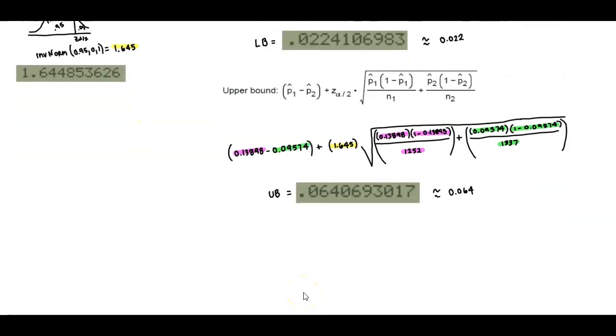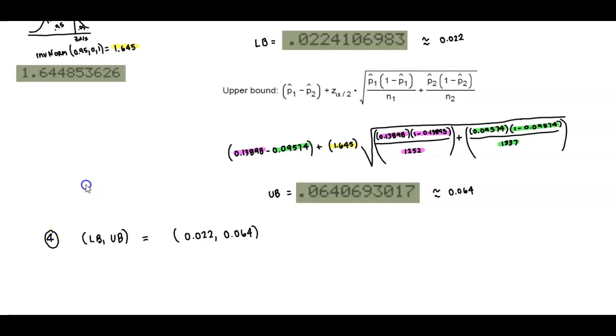Now we can determine our confidence interval. Our confidence interval is going to have our lower bound, comma, upper bound. So what does that mean? We have a lower bound of 0.022, and we have an upper bound of 0.064.